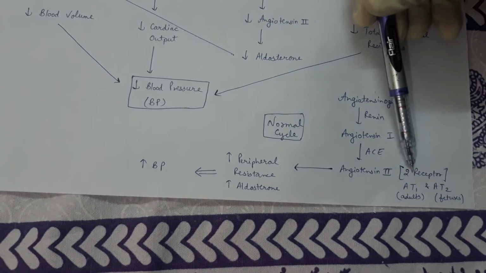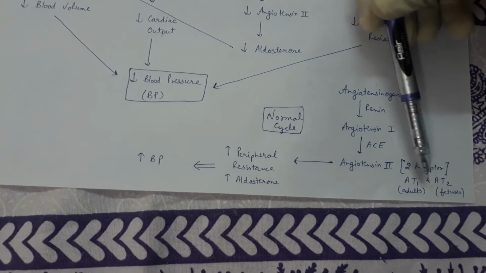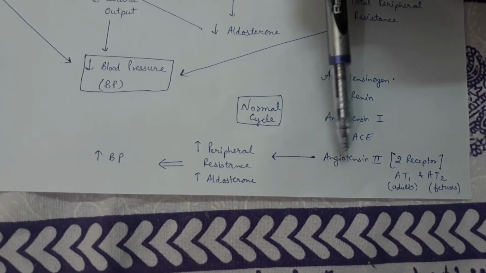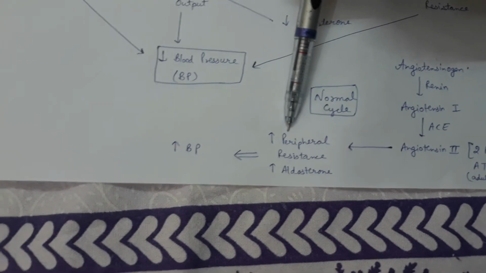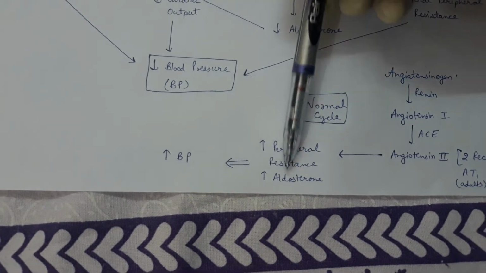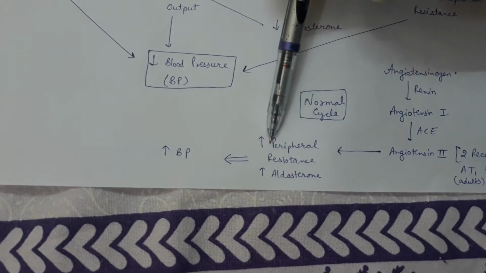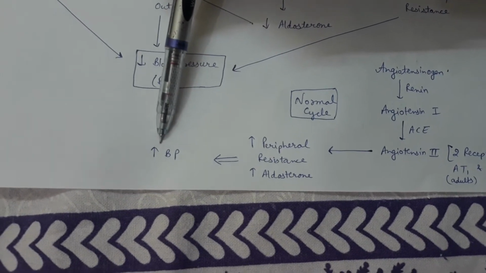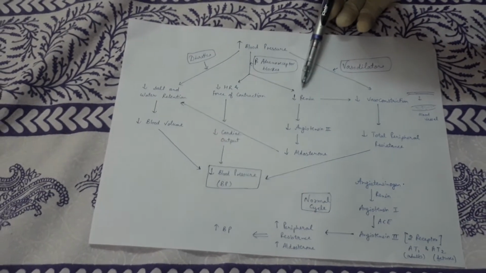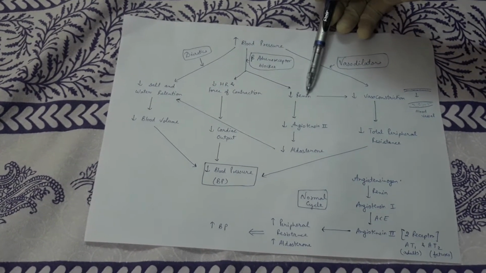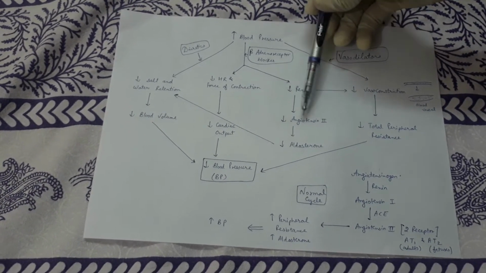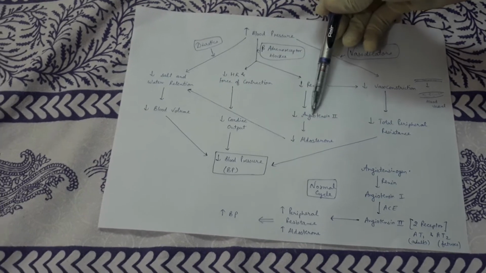Angiotensin 2 has two receptors, AT1 and AT2. AT1 receptor is present in adults and AT2 in fetuses. This angiotensin 2 increases the peripheral resistance, meaning it increases the force of contraction on the walls, and increases aldosterone. By this activity, it ultimately increases the blood pressure. So if we give a beta blocker, which acts on the kidney JG cells, it will decrease the renin. Decreased renin causes decreased angiotensin 2.